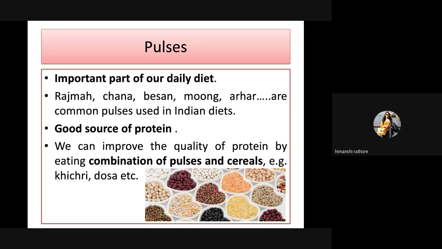And we can improve the quality of protein by eating pulses in combination with cereals, because there are certain amino acids which are lacking in cereals, and those are present in pulses. So if you eat these two in combination, then you are improving the quality of protein in your diet, because you are getting all the essential amino acids in one plate. So it is always advisable to have pulses along with the cereal. Like khichdi: in India, we make khichdi by mixing pulse, that is moong dal, with the rice. So it is a combination of moong dal and rice, we call it khichdi. Khichdi is a product that provides us good quality of protein. And another example is dosa, which is again a combination of dal and rice.